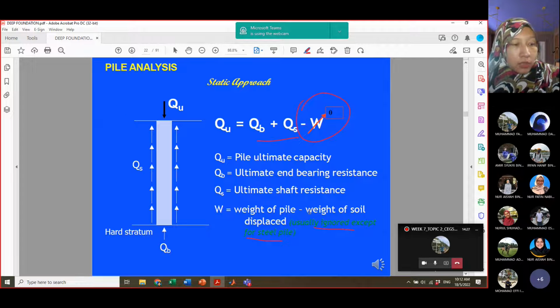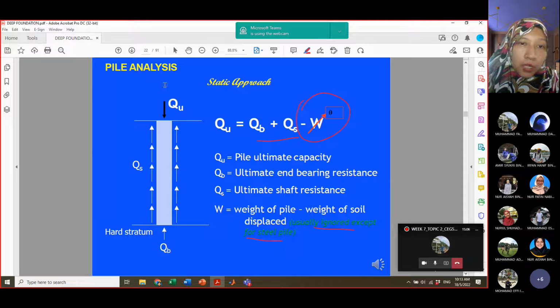Okay, the ultimate bearing capacity of the single pile can be calculated through the static approach. So the assumption consists of QU, the ultimate bearing capacity of the pile, equal to the end bearing capacity QB plus the skin capacity, or ultimate shaft resistance, QS. So basically we're going to have W, but somehow the W can be ignored. And the W is equal to the weight of pile minus the weight of soil displaced. So in this analysis for the static approach, we assume W equals zero.